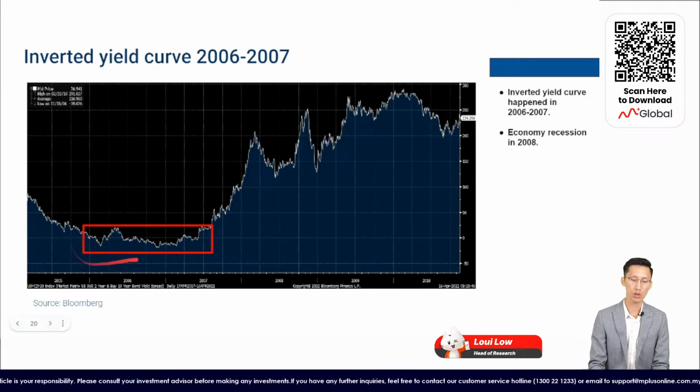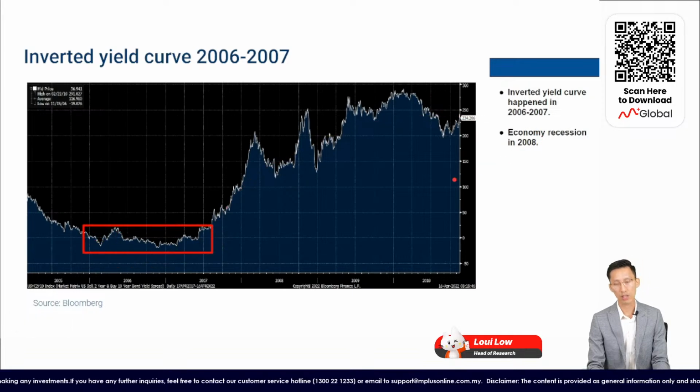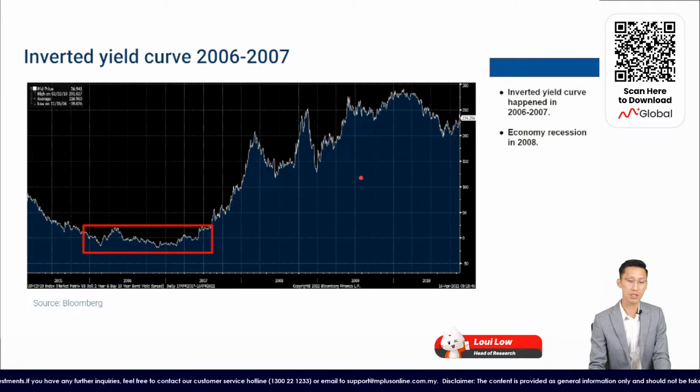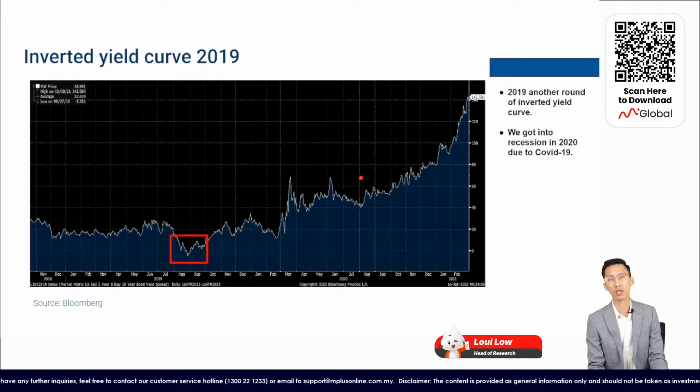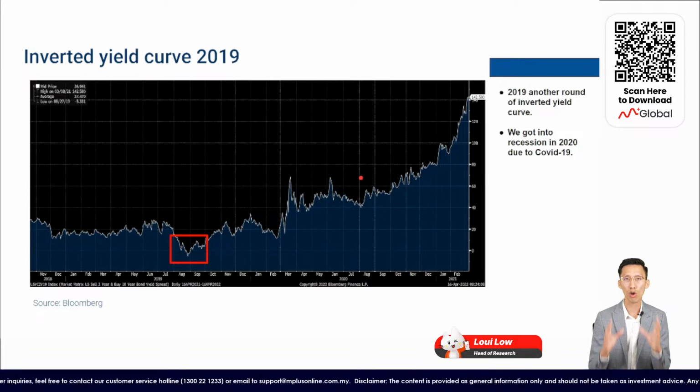So during 2006, 2007, you can see the inverted yield curve inversion happened during this time. And what happened in 2008? Economy recession. So this is some of the ideas that maybe we can put some cautious tone into trading in the stock market. We try to be very flexible in terms of our trading pattern.